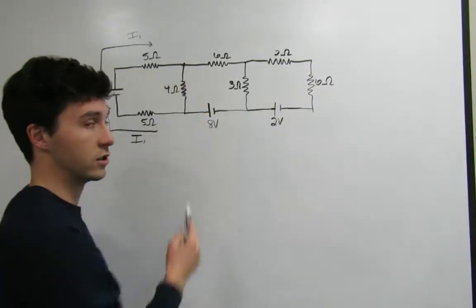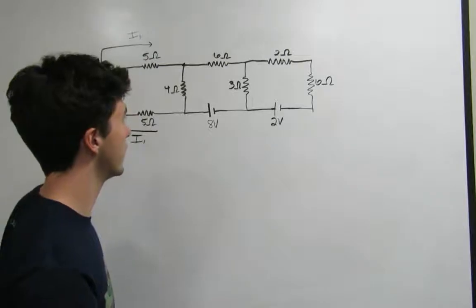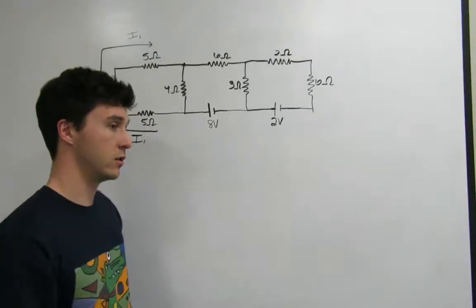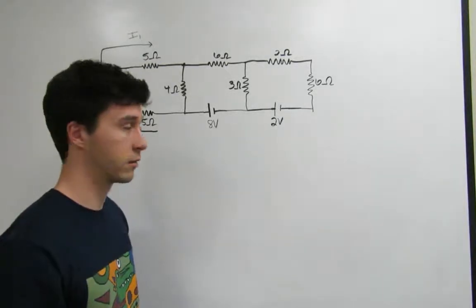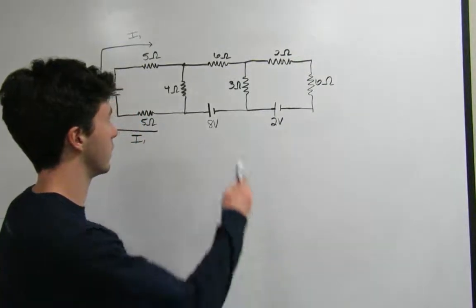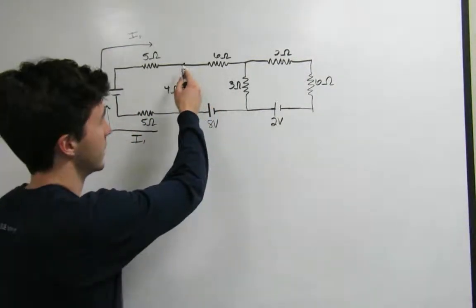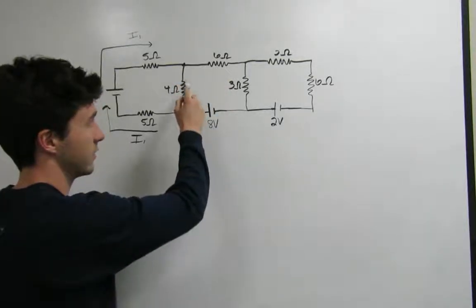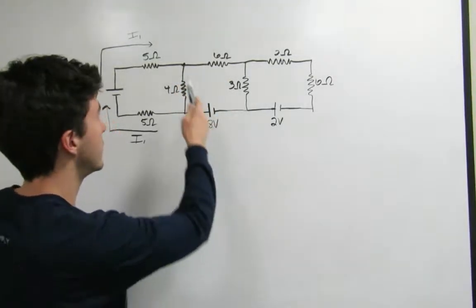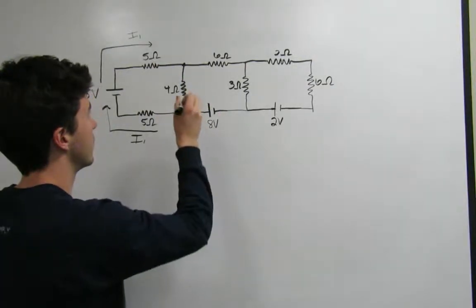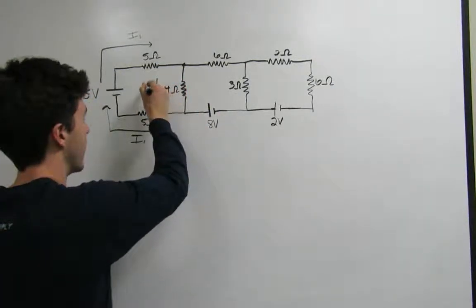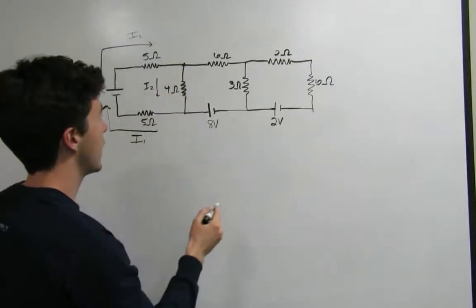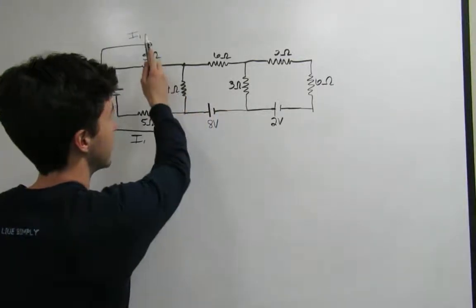So right here we have a junction, just a simple node, and according to Kirchhoff's first law, the current rule, we know that the current is going to split up right here. So the current traveling this way and the current traveling this way is going to sum up to equal I1. So we'll just go ahead and label this one I2. And we know that this one plus this one equals this one.